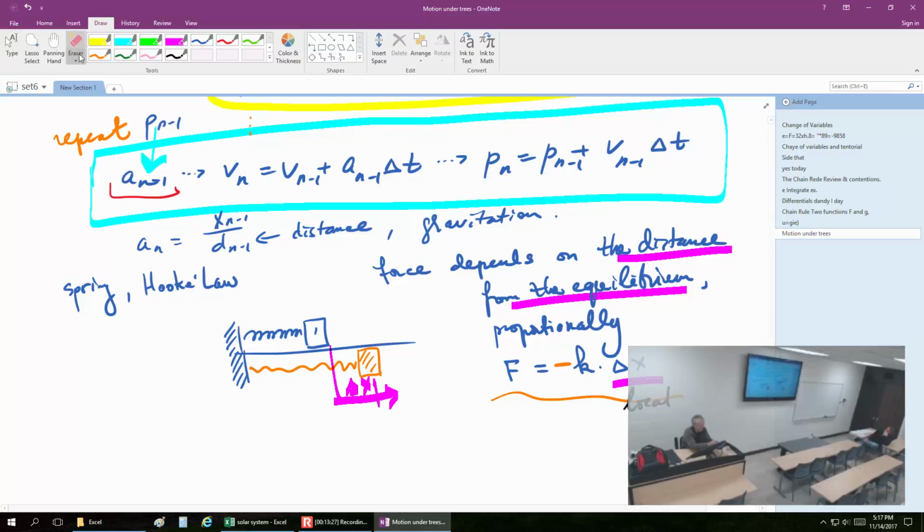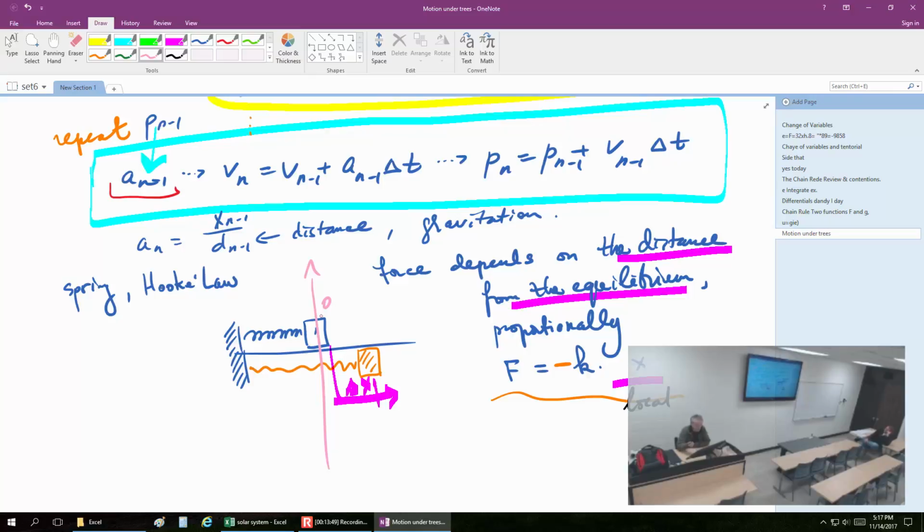I don't want to put delta X here. I think it is just confusing. What we do is we are allowed to put the 0 at the equilibrium. So then our location, X, is just how far we get from the equilibrium, left or right.